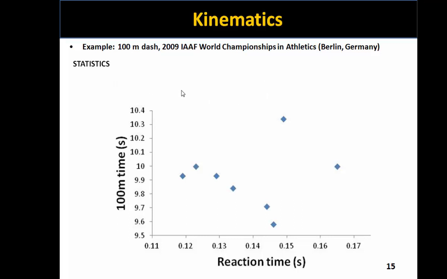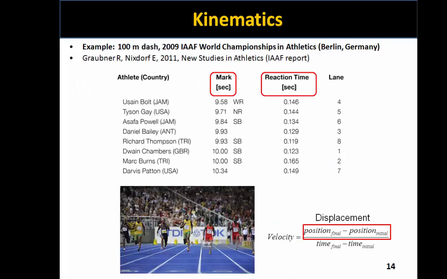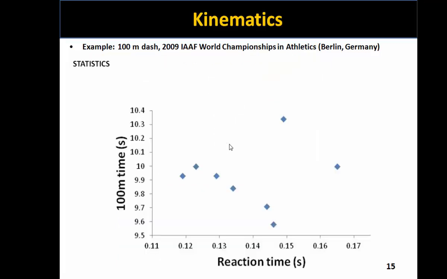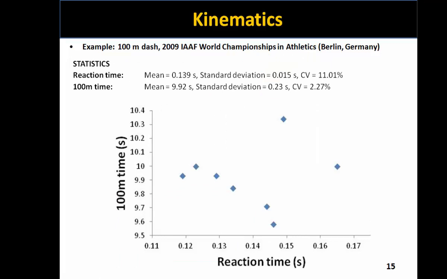And so once again, if we go back one slide, we see that no single athlete achieved a time of 9.92 seconds. Two athletes came very close to 9.92, but no athlete achieved that time. So that is just an average of all 8. The standard deviation was 0.23 seconds with a coefficient of variation of only 2.27 percent.